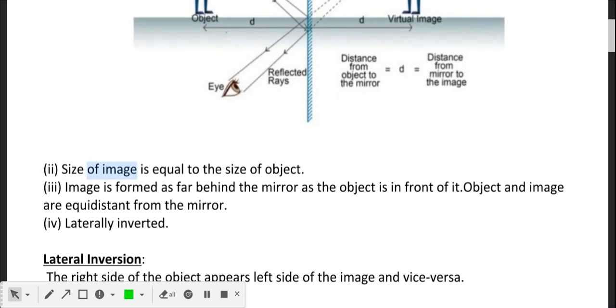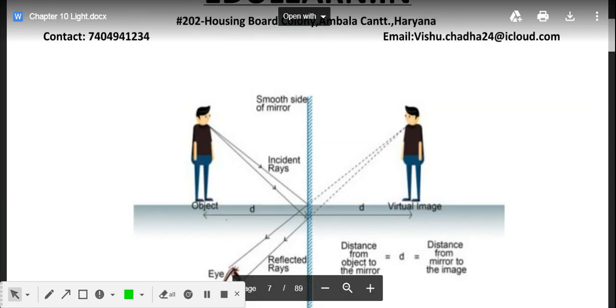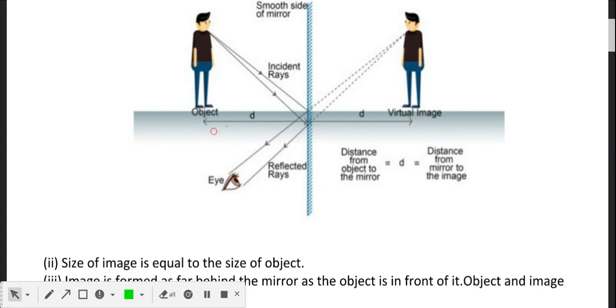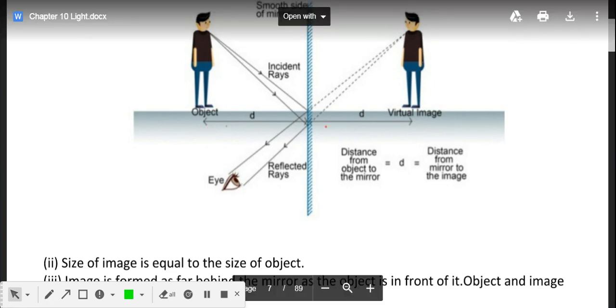So next is the size of the image. The sizes will be equal. Try to do it at your home. You all have mirrors at your home. Try to observe all these minute things. The image is formed behind the mirror. The object is in front of it. Whatever the object distance is from the mirror, the image distance will be the same.